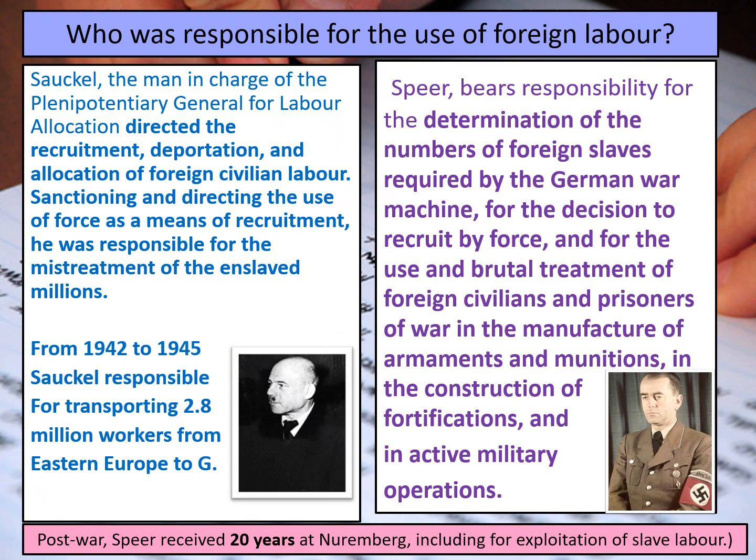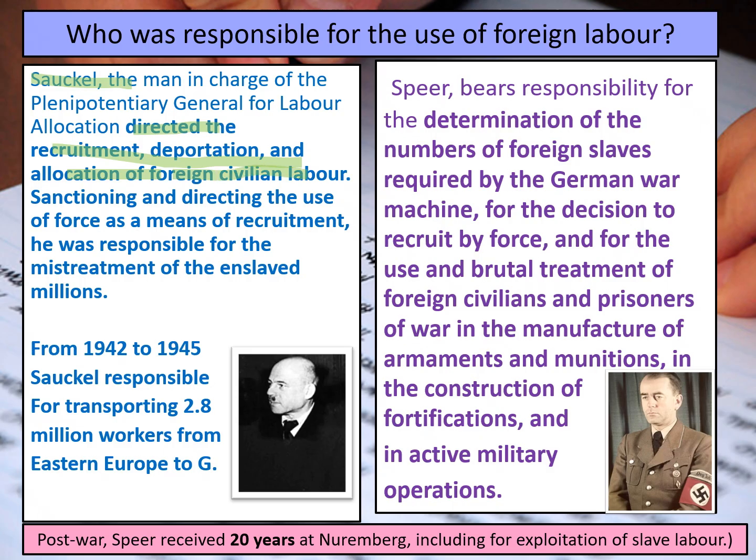It's up to you who you would argue was the most responsible for the use of foreign labour. You could think about both the role of Sauckel and Speer within this. Now, if we're thinking about Sauckel's role, obviously he is the man in charge of the plenipotentiary general for labour allocation. He is the person that was responsible for that organisation, that directed the recruitment, the deportation and the allocation of foreign civilian labour as well.